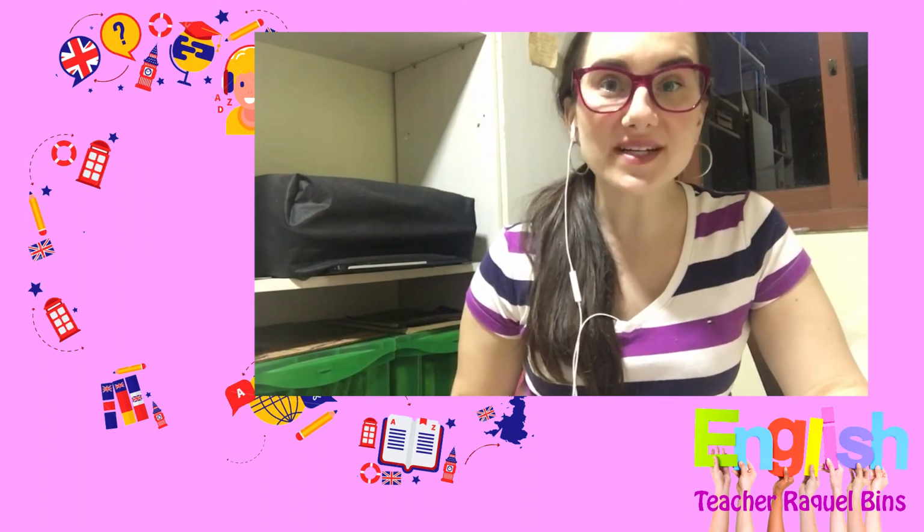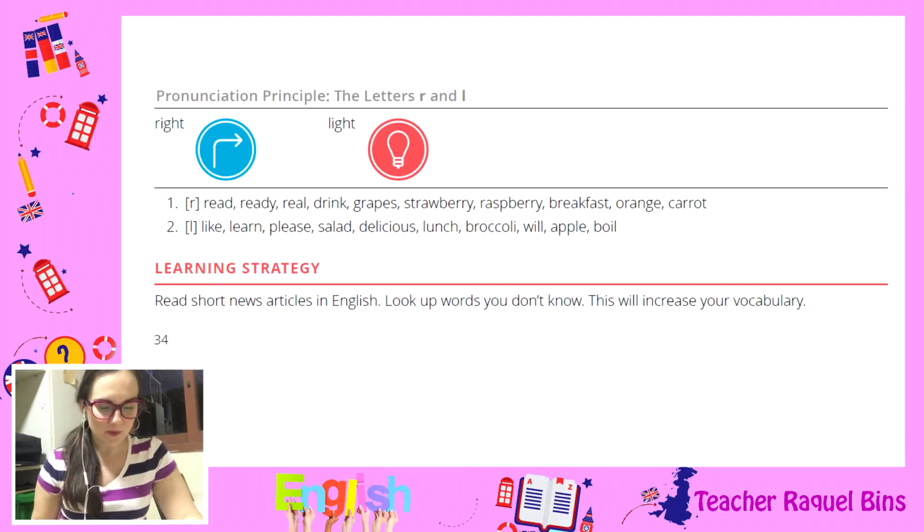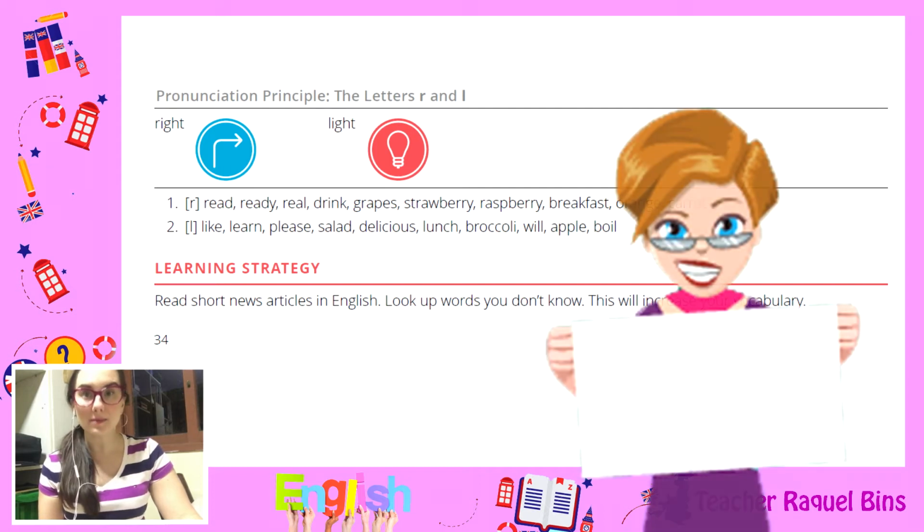So, let's start the pronunciation principle. No pronunciation principle da aula de hoje, o que nós temos? Palavras com L, por exemplo, like, learn, please, salad. Ali no number 2, ok? Aquela listinha de palavras ali. And we have the letter R. So, red, ready, real, drink, grapes. Aquelas palavras da number 1. And we have right, que é o lado direito, ou também pode ser o correto.